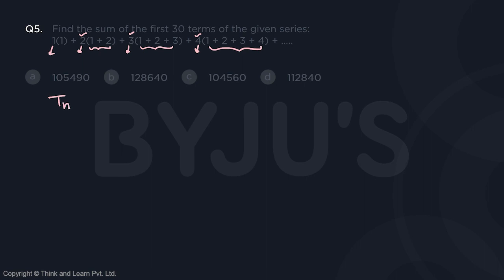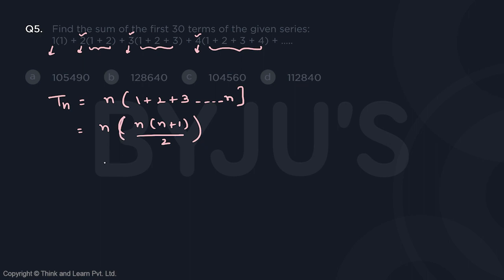So can I say the nth term is going to be n into (1 plus 2 plus 3, and so forth up to n)? It is the sum of the first n natural numbers into n, or it is n into n plus 1 divided by 2. That is the formula to find the sum of the first n natural numbers. If I multiply them, it gives me n square into (n plus 1) divided by 2, or in other words, (n cube plus n square) divided by 2.